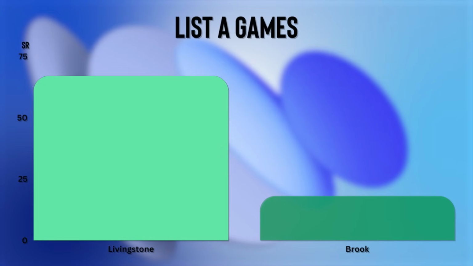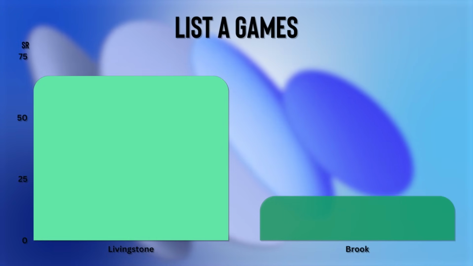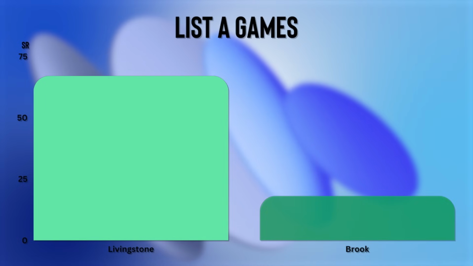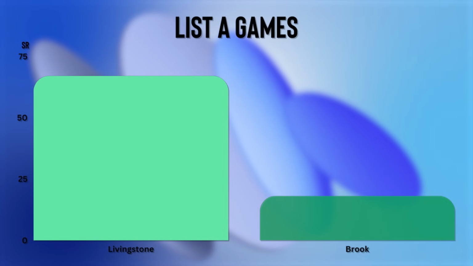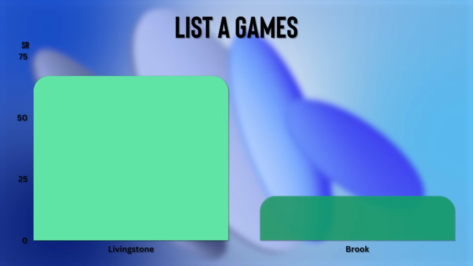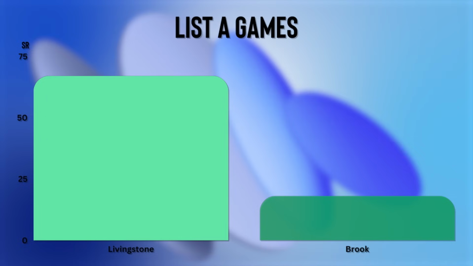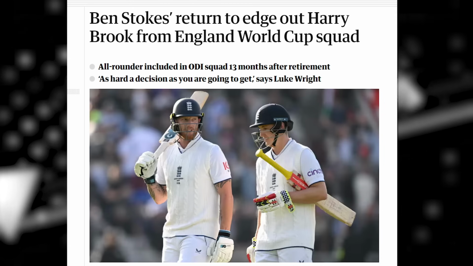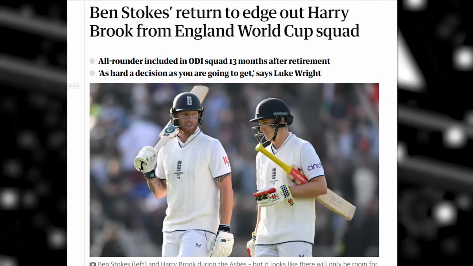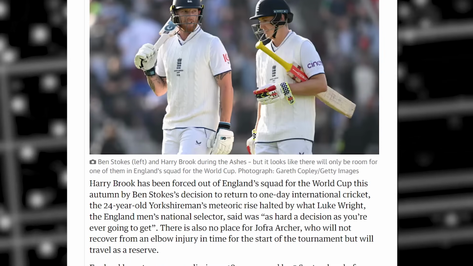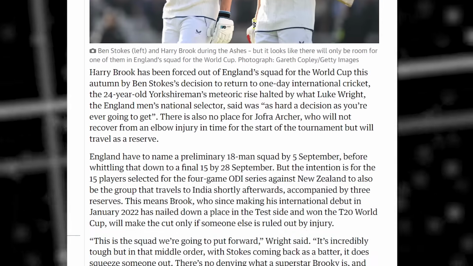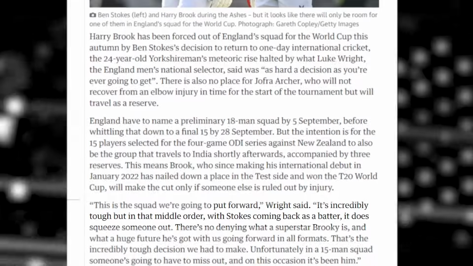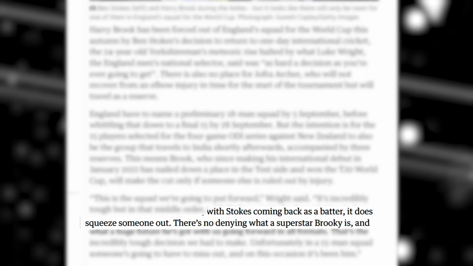Livingstone is older, but also more importantly, he's vastly more experienced in one-day cricket. Brook is a fantastic player, but taking him to a World Cup would be a massive leap for him. And it's not even that Livingstone has played a lot of limited overs cricket. Compared to most players of his age from England, he actually hasn't played that much. But compared to Brook, it's a ton. But even so, Livingstone is obviously not the player who really took Brook out of the squad. It was Stokes making his much-rumoured comeback that really edged him out. And that's certainly how it was sold.